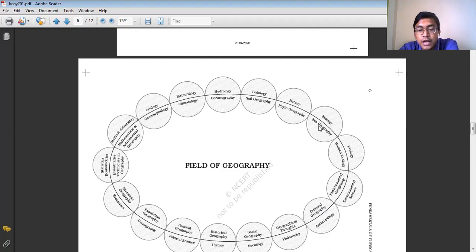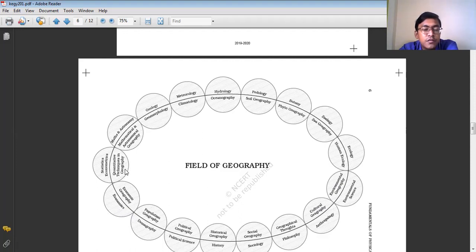Again you see zoogeography, which is a part of biogeography, and it is related with geology. Environmental geography, which is a part of geography, is totally related with environmental studies. Social geography, which is a branch of human geography, is related with sociology. Historical geography is related with history. Political geography is related with political science. Population geography is related with demography. Economic geography is related with economics.